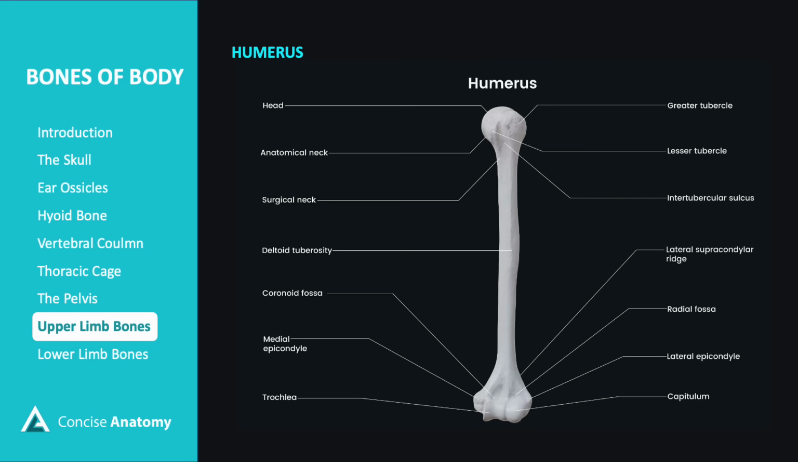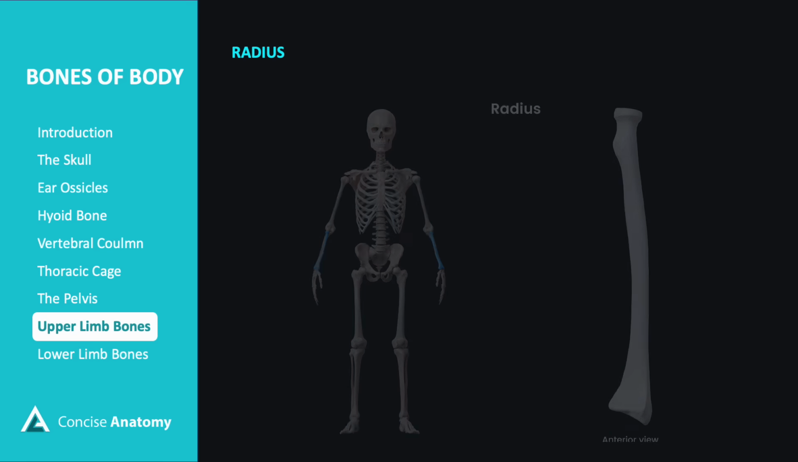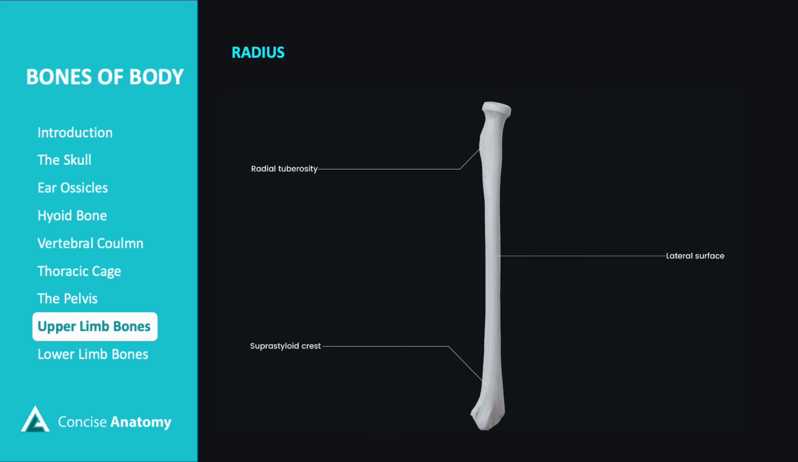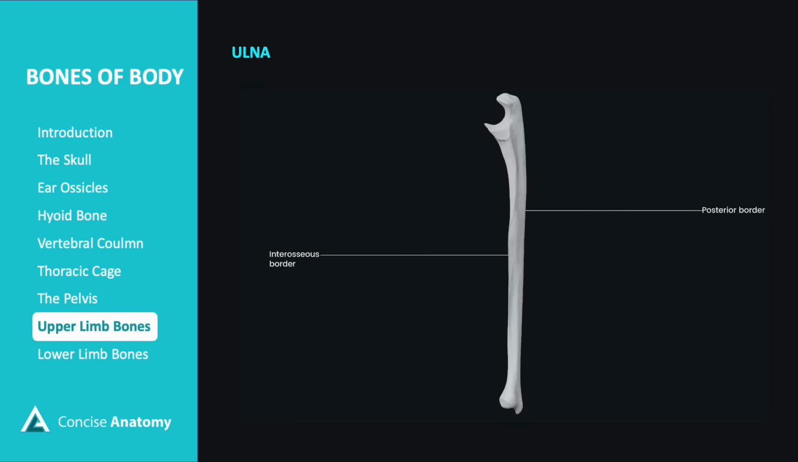Here is a detailed diagram of the humerus showing the major anatomical landmarks of its upper end, shaft, and lower end. The radius is one of the 2 bones in the forearm, located on the lateral side. Its proximal end articulates with the humerus and ulna, while the distal end connects to the carpal bones of the wrist. The ulna is the larger medial bone of the forearm, located on the side of the little finger. Its proximal end features the olecranon, which forms the elbow joint by fitting into the olecranon fossa of the humerus.